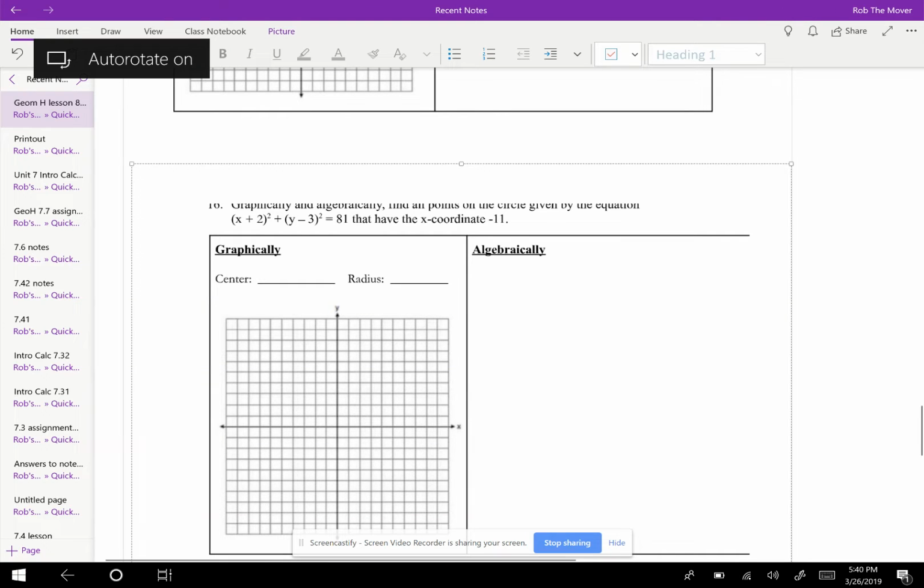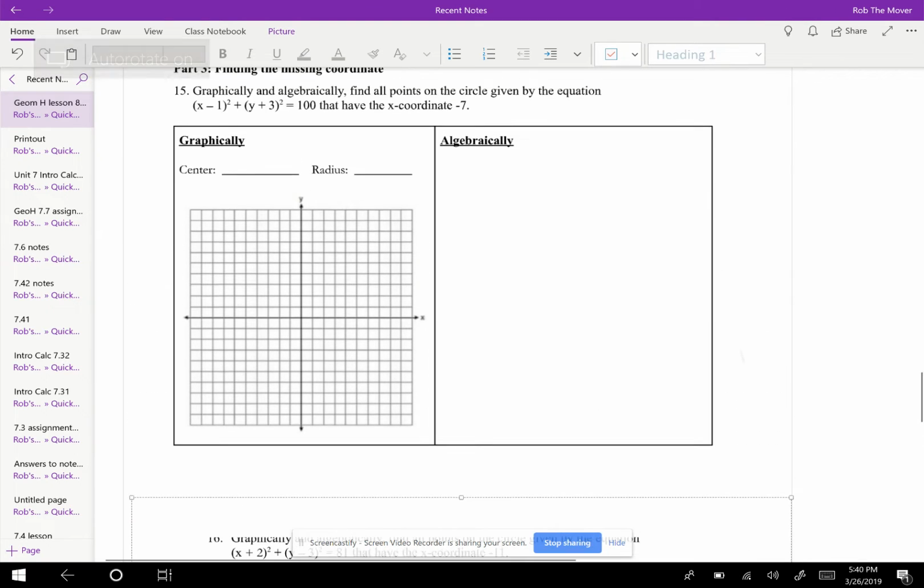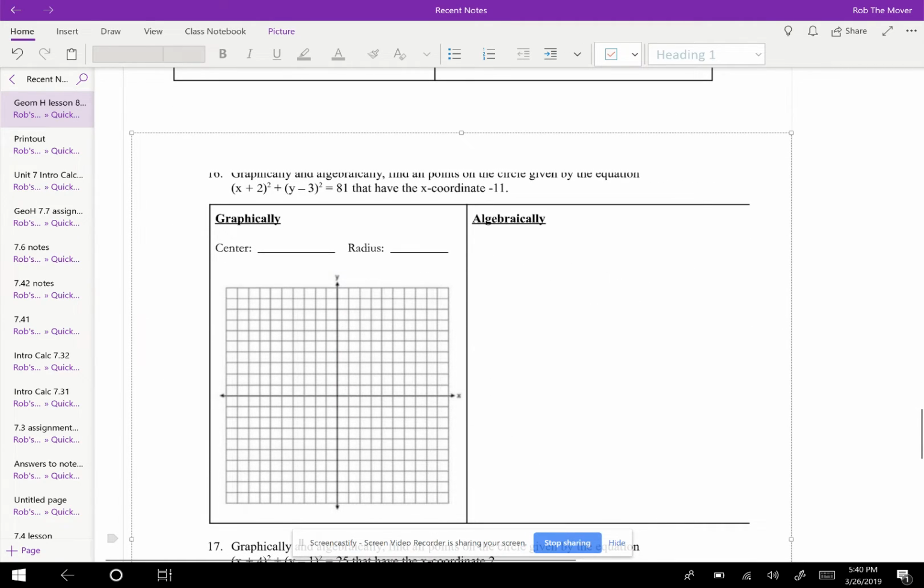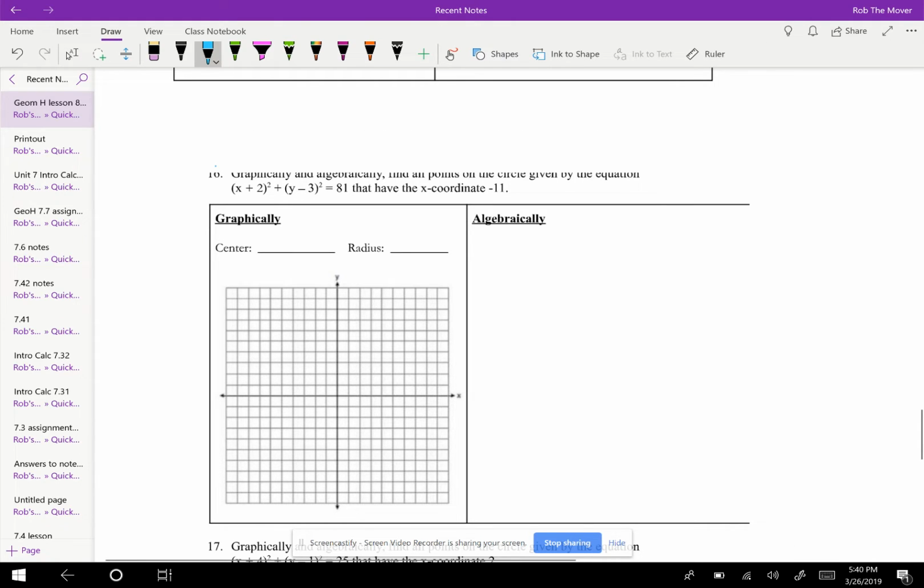Okay, guys, we got through, I believe, number 15 in class, in both of the classes. So I'm going to go on to number 16, just to give you another example of one of these types of problems.